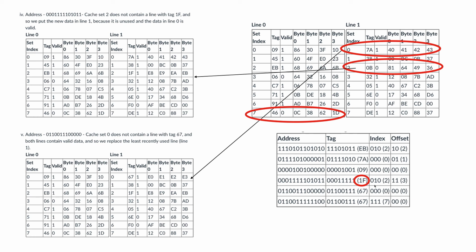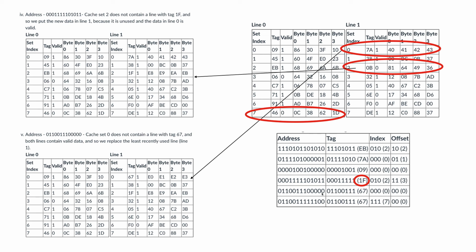And let's move to the fourth one. Index number 2, so let's go to set 2. And the tag is 1F. Okay, we don't have 1F, but we do have one line that is invalid. So we need to dump this one and load up the 1F. And from here you can see we loaded up the 1F.